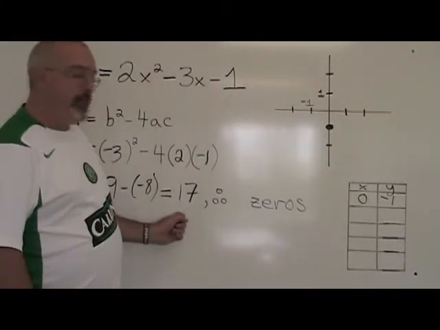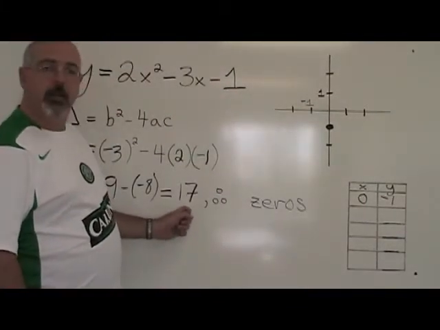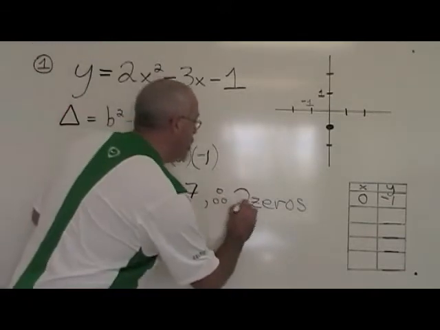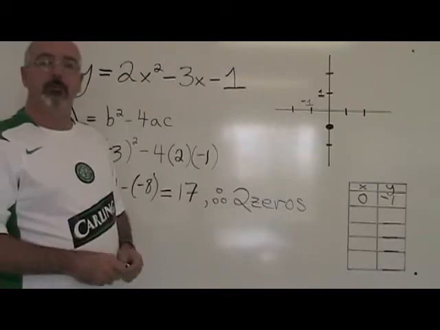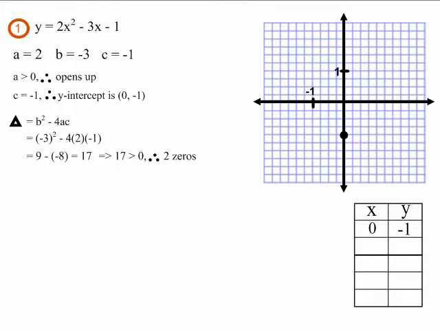17 is a positive number, and when we have a positive delta, it means we have two zeros. We have two x-intercepts, we have two roots. This is what example 1 looks like after finding the discriminant delta.